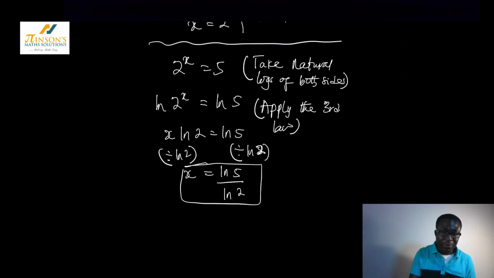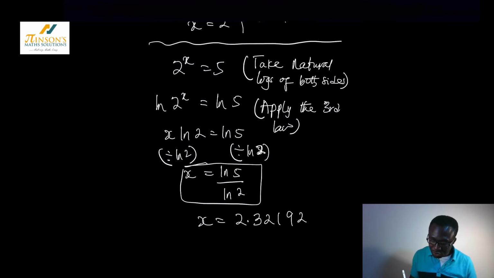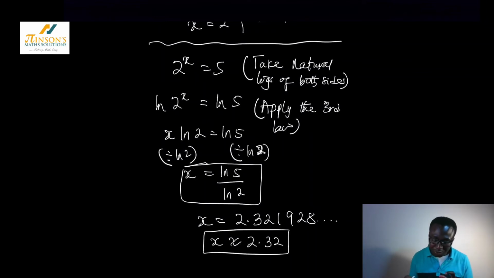Okay, so you grab a calculator. Natural log is just next to your log sign, log. Okay, so we press the natural log of 5 and then divide by the natural log of 2, close brackets. Okay, and then on your calculator you should have x equals 2.321928 and so on. To 3 significant figures, x will be 2.32. That means that if I have 2 to the power 2.32 thereabout, my answer should be 5.